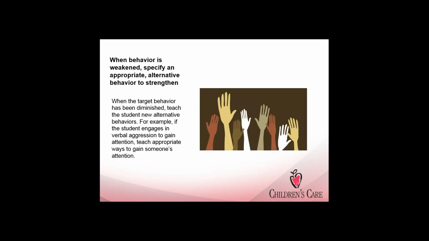When a behavior is weakened, specify an appropriate alternative behavior to strengthen. So here the example is, if a student engages in verbal aggression to gain someone's attention, we want to teach them appropriate ways to gain attention, tapping someone on the shoulder or raising their hand to gain that attention.